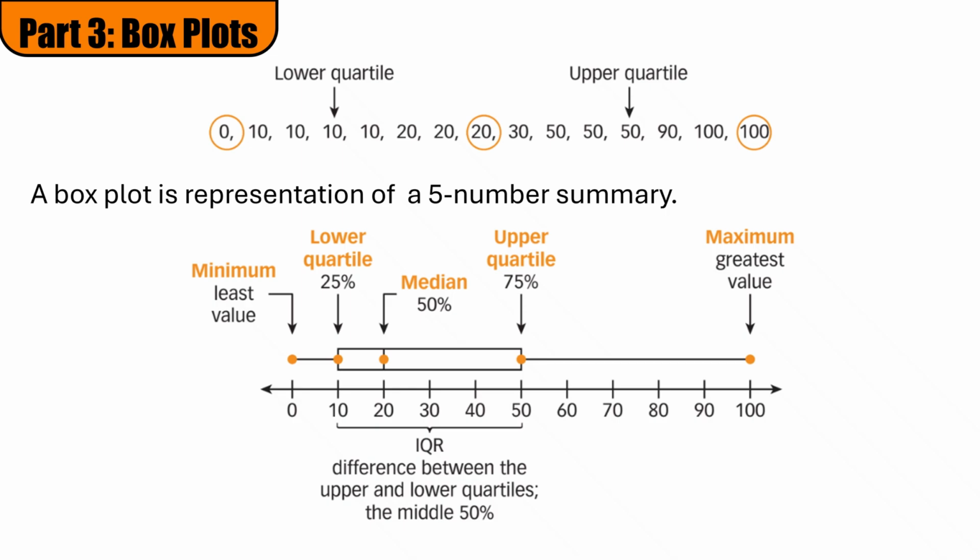Here is the box plot created from our text messaging data. A box plot is simply the 5-number summary placed on a number line and connected with boxes and whiskers. The minimum value is at 0, and the maximum value is at 100. The box stretches from Q1 at 10 to Q3 at 50, showing the middle 50% of all the data. The line inside the box marks the median, which we found to be 20. This helps us compare how the data is spread out above and below the median. Together, the minimum, Q1, median, Q3, and maximum give us a complete visual picture of the data's center and variability.